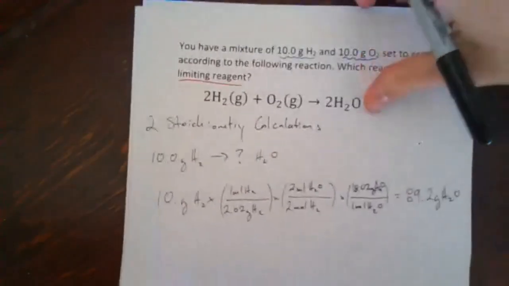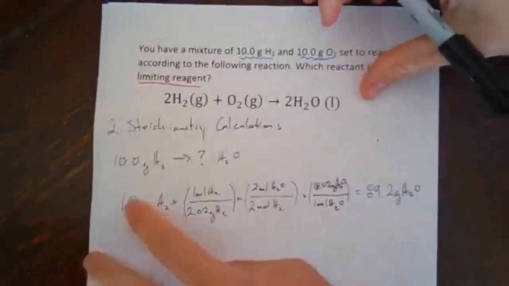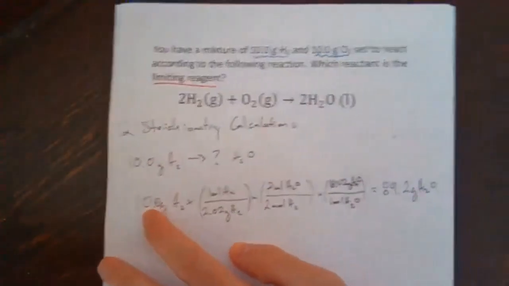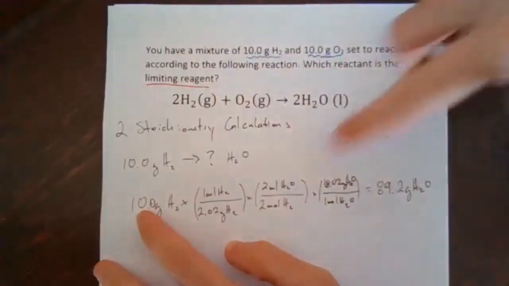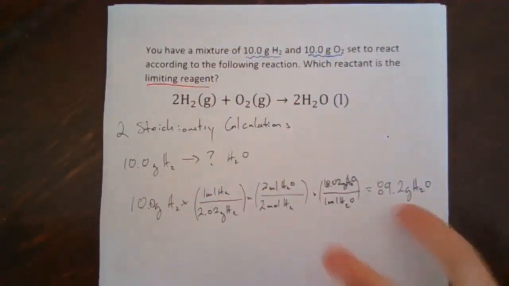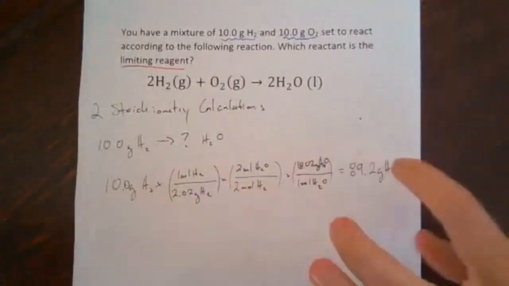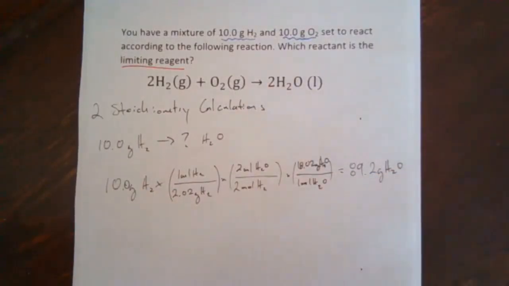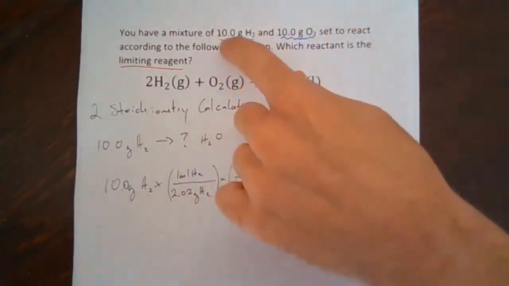So what I have calculated is that if 10.0 grams of H2 reacts according to this equation, and it reacts perfectly, this is a stoichiometry calculation, so this is a theoretical yield, you have enough to create 89.2 grams of water. Okay, so we can do that calculation. So that is one of our reactants.